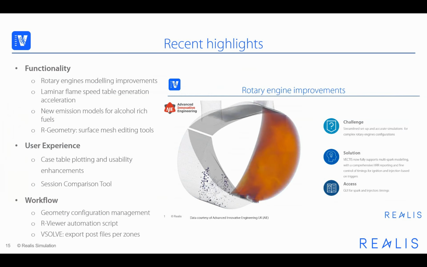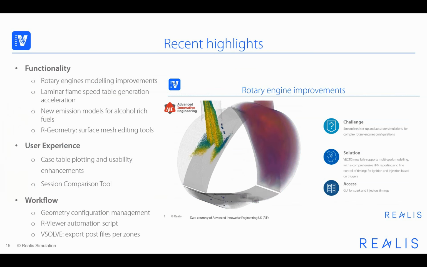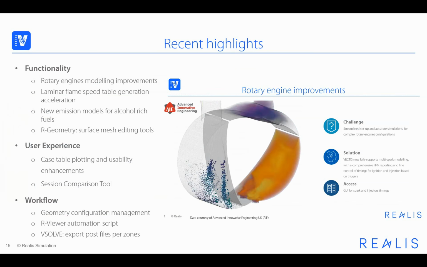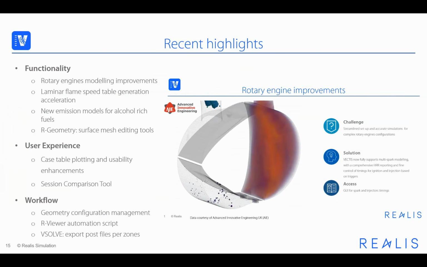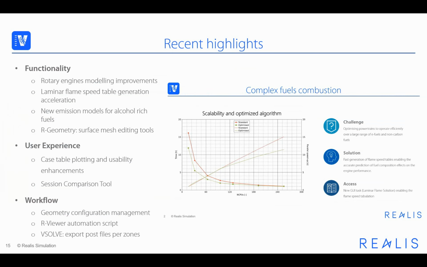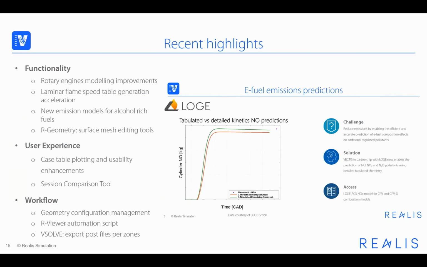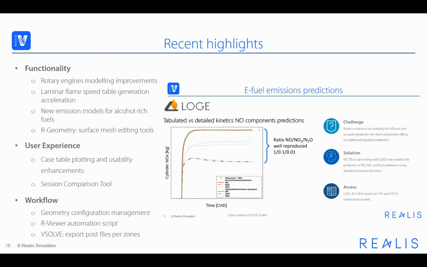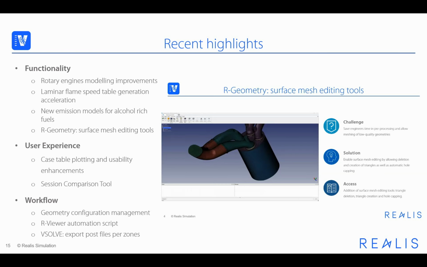Finally, let us have a brief look back at the key features of the past two releases, which may be of interest to you. We have introduced additional improvements in the rotary engine modeling, significantly accelerated the laminar flame speed table generation through the use of MPI, and introduced a new emission model for alcohol-rich fuels in collaboration with Logi.